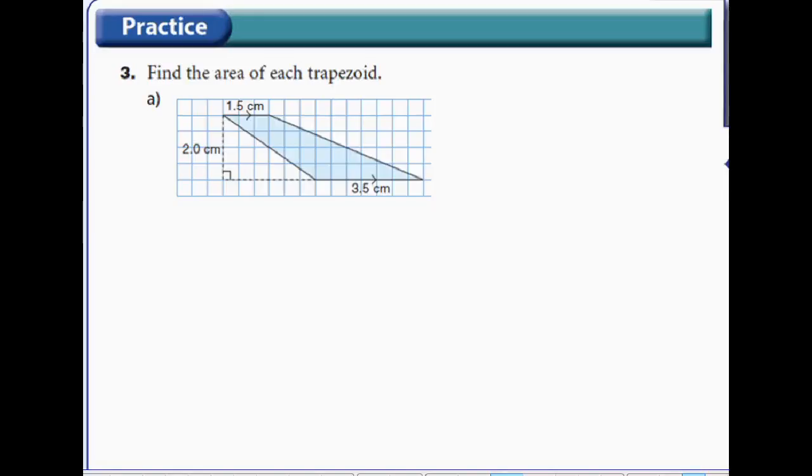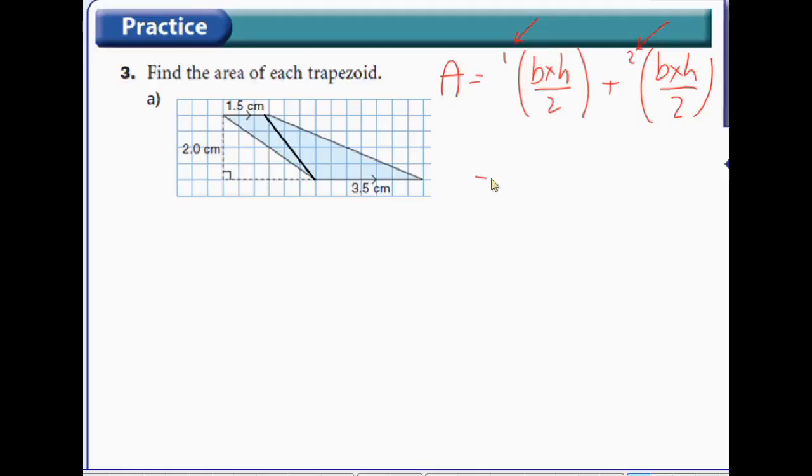And let's look at number 3. Find the area of each trapezoid. So again, if I'm going to use the technique of breaking it into 2 different shapes, 2 different triangles, I can put a line there, and I can say area. Now I have 2 triangles. Triangle number 1, I'm going to have base times height divided by 2. I'm going to add that to triangle number 2, base times height divided by 2. I put up here a little indicator telling me which triangle I'm working on to save a step.